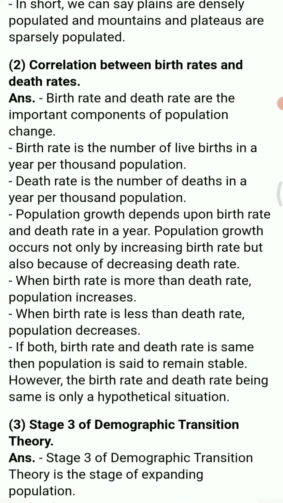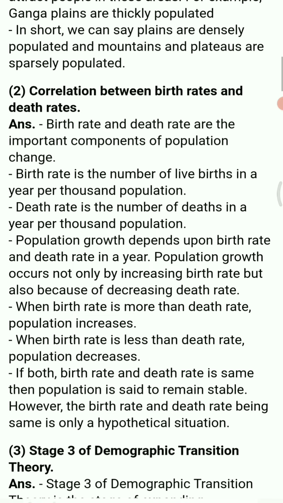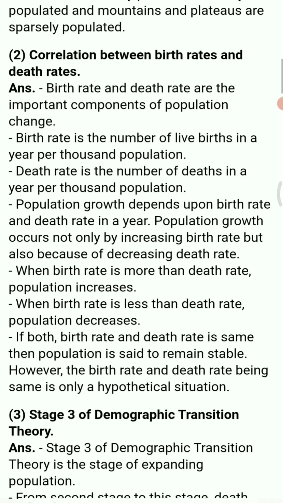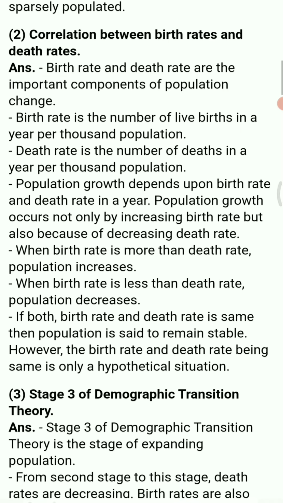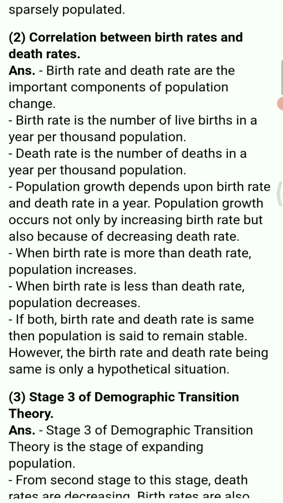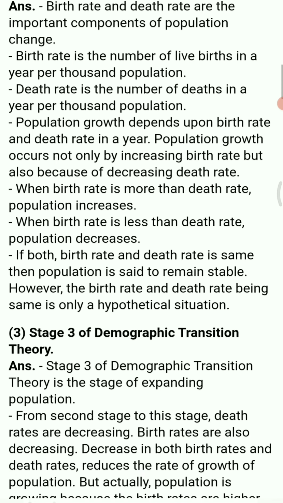So if both birth rate and death rate are in the same ratio or they are stable, then the population will definitely be maintained or it will be constant. So the birth rate and death rate being the same is only a hypothetical situation, meaning there should be a balance between both of them. So this is an ideal situation.